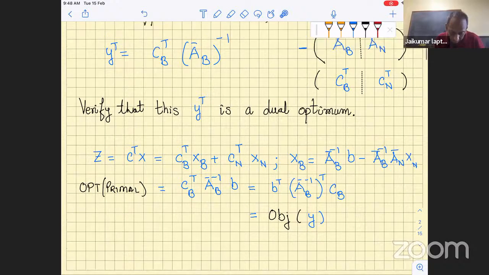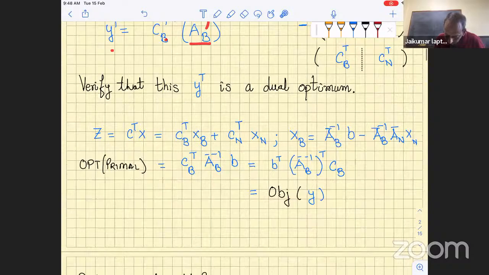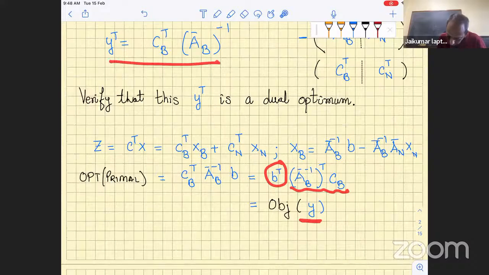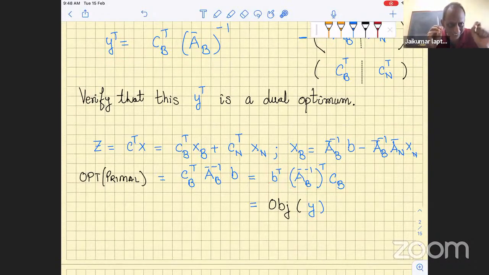Now, we already had that Y transpose is CB transpose AB inverse. So Y must be AB transpose inverse times CB. So you just substitute, and we notice that this quantity is Y. You compare this with Y transpose, so this quantity must be Y. So this is just an algebraic way of deriving things.